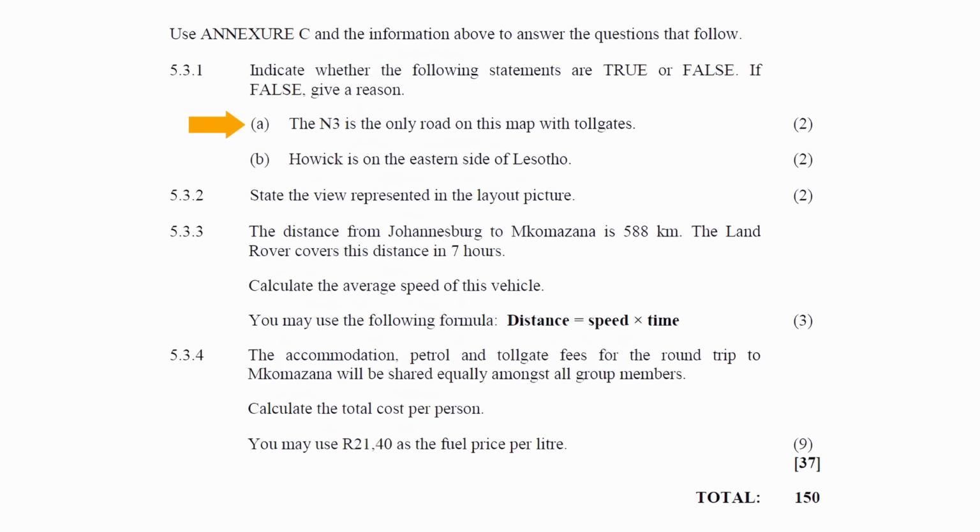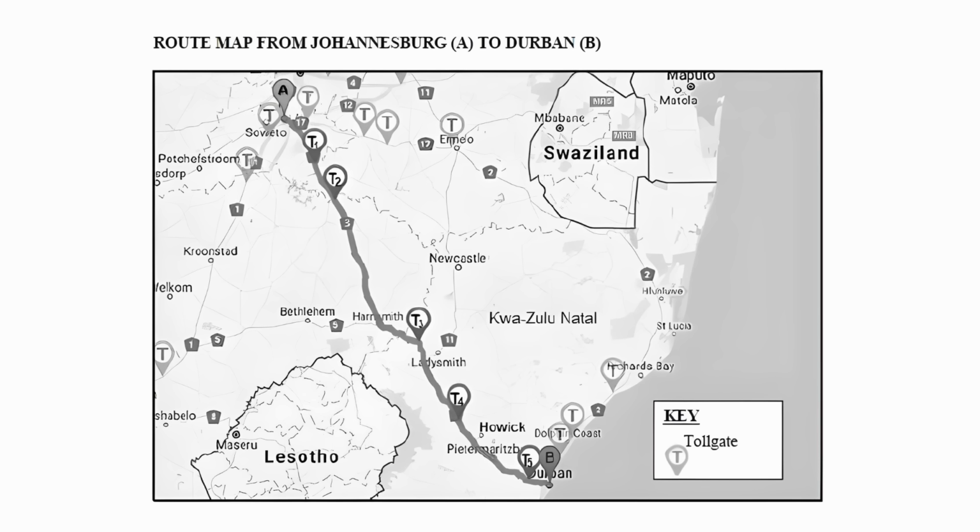In question 5.3.1a, you have to indicate whether the following statement is true or false, and if it's false, you have to give a reason. The statement: N3 is the only road on the map with toll gates. This statement is false because the map shows other roads that also have toll gates.